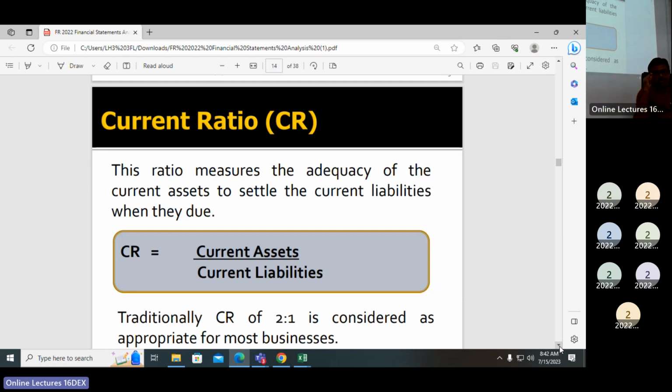That means to settle 10 million current liability, we have 15 million current asset. That means to settle 1 rupee of current liability, we have 1 rupee and 50 cents worth of current asset. That is what this ratio is. To settle 1 rupee of current liability, how much current asset is available? So you just take current asset divided by current liability, and you can keep it to 2 decimals, rupees and cents.